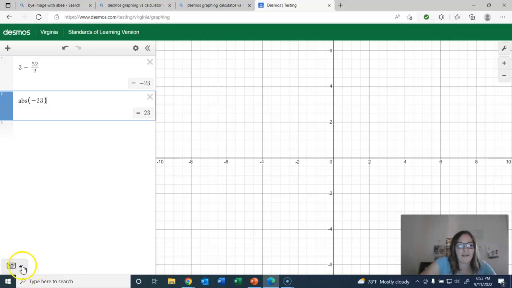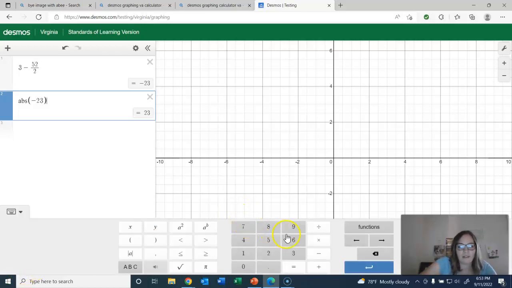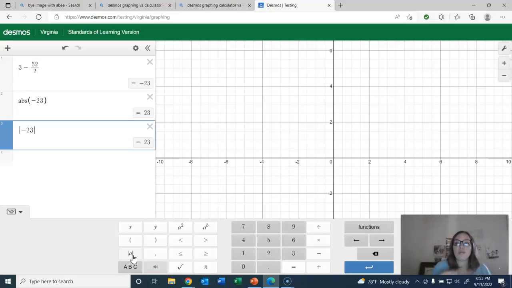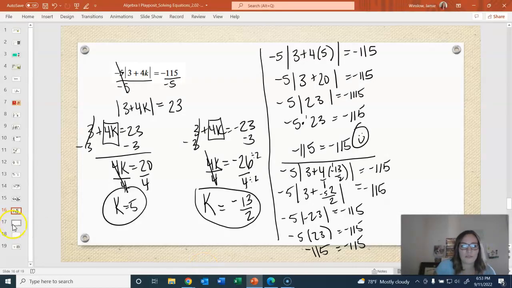Let me see if there are any bars. I don't think there are. There might be. Down here. Ooh, look. There's a button. Wow. So you can also do that. I just knew the shortcut, but you can also do that. So you can use your Desmos calculator as your tool.